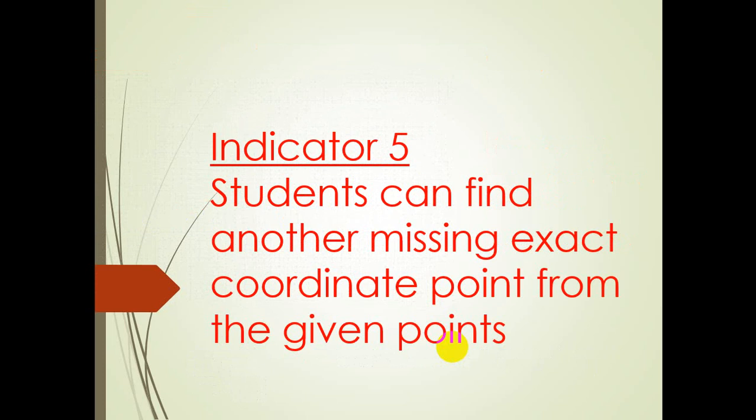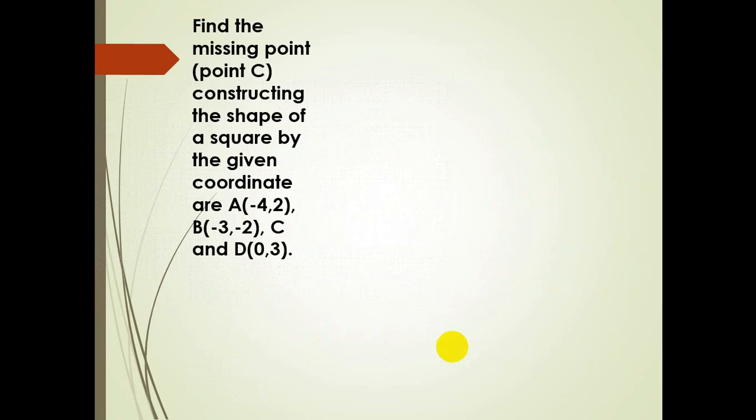Indicator number 5. Here, students can find another missing exact coordinate point from the given points. For example, like this. Find the missing point, point C, constructing the shape of a square. The given coordinates are A, minus 4, 2, B, minus 3, minus 2, C, and the coordinate of D is 0, 3.